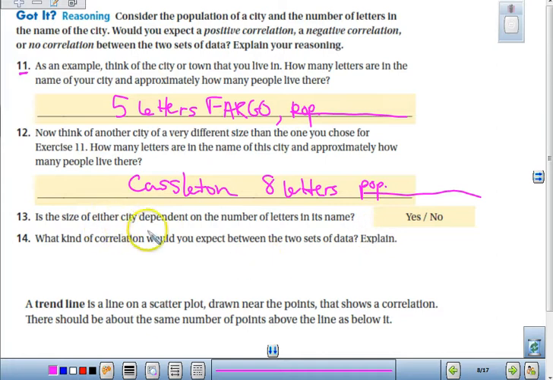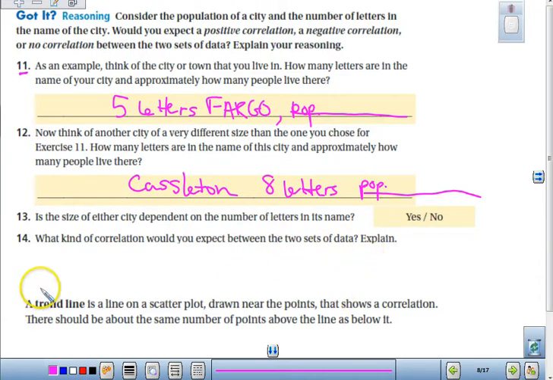It says, is the size of the city dependent on the number of letters in the name? So as our city name, the number of letters, is our population dependent on that? Is there a positive correlation, negative correlation, or no correlation? So what you are asked to do is tell me that. I want you to answer that question. And do you think there is a correlation? Be ready to explain that.